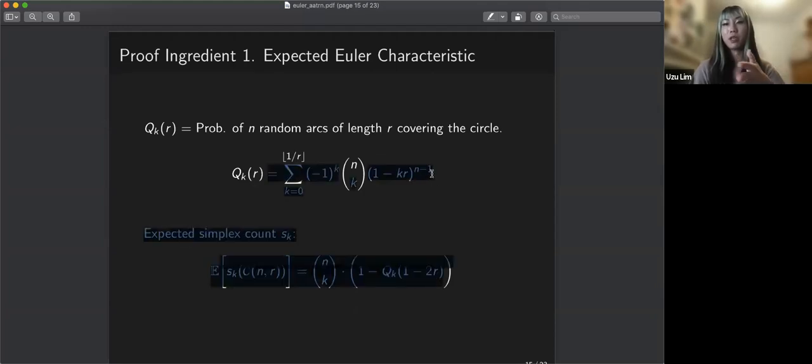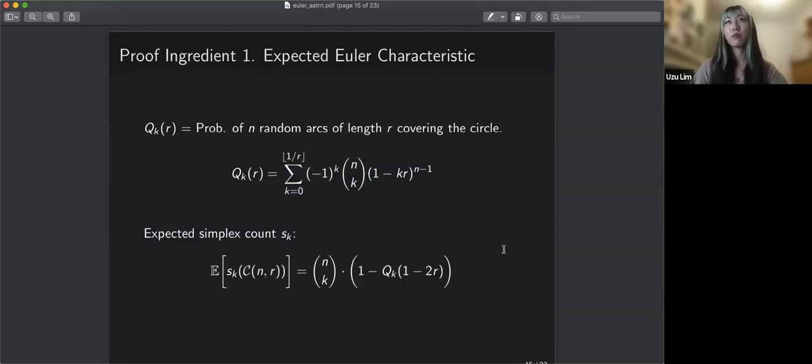This was not proven by me. It was a result from 1939, so it's an ancient result, but it somehow got dug up to be used here again. So for expected simplex count in Čech complex, when you have n arcs and you're trying to look for k simplices, that means you're looking for all of the k subsets of n for which the arcs intersect non-trivially.